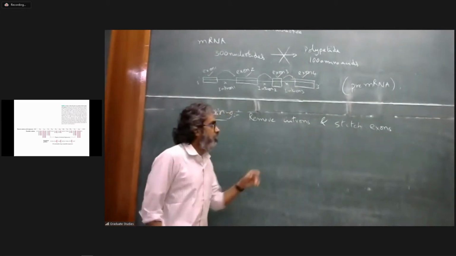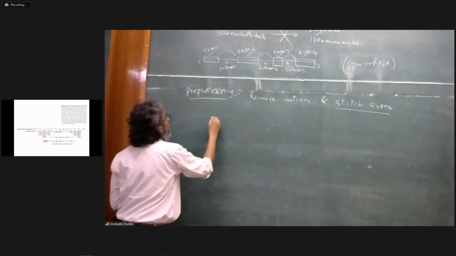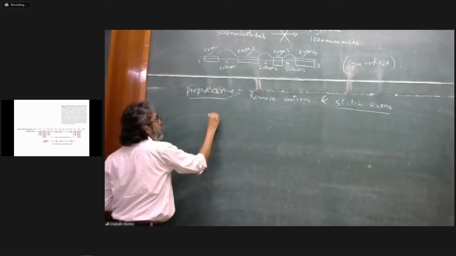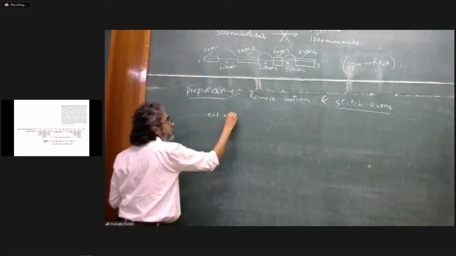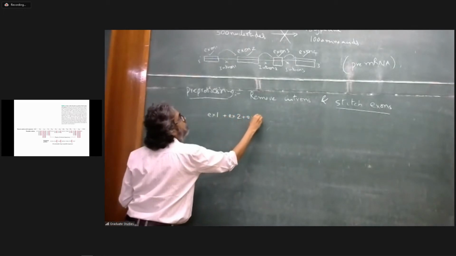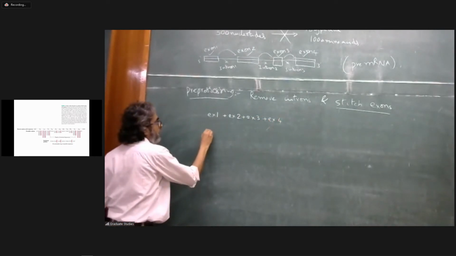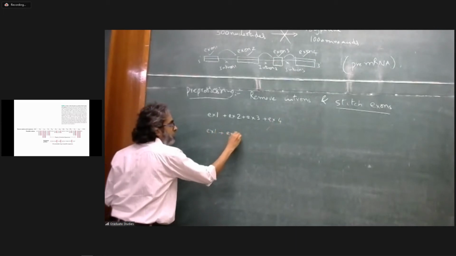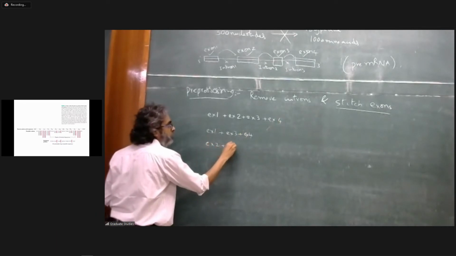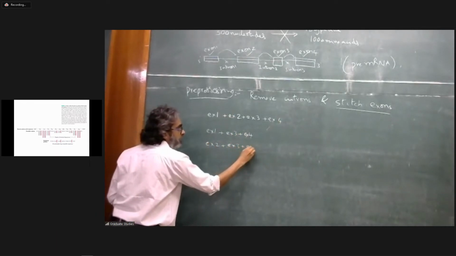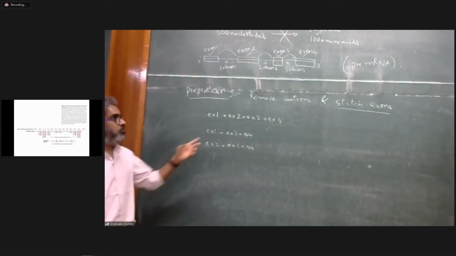Interestingly, when you stitch exons together, you can actually have variety. Let me write exon as just ex1 plus ex2 plus ex3 plus ex4. That's one way I can stitch. I can stitch ex1 plus ex3 plus ex4. I can have ex2 plus ex3 plus ex4, and so on and so forth. That's what the stitching really does.